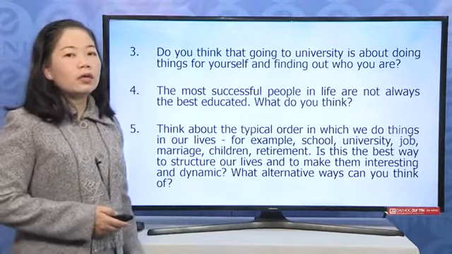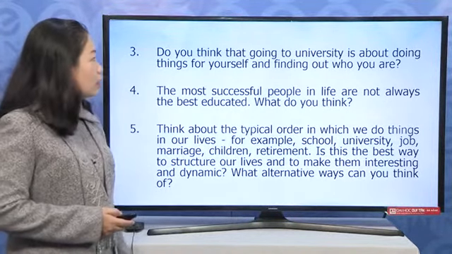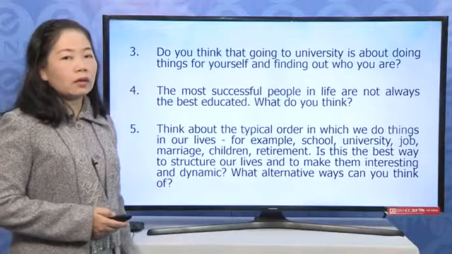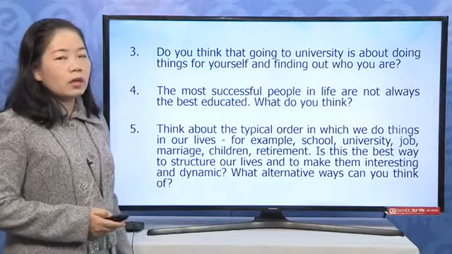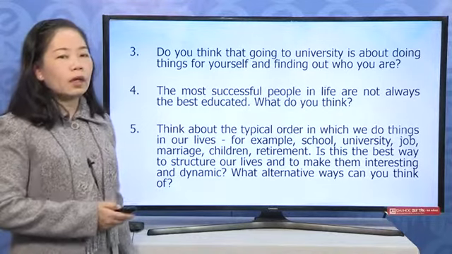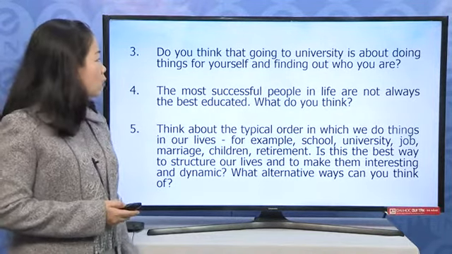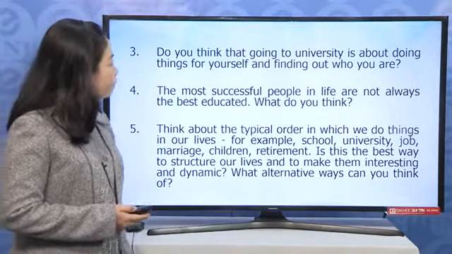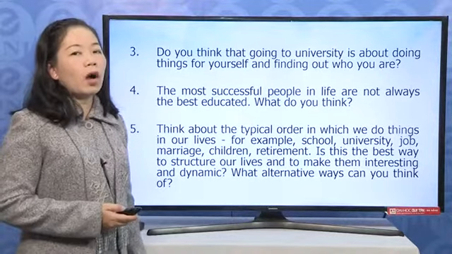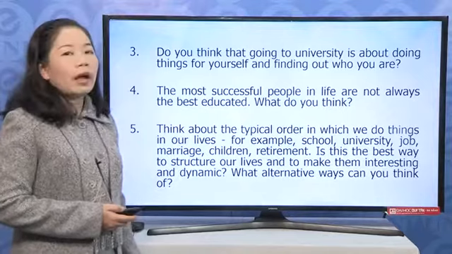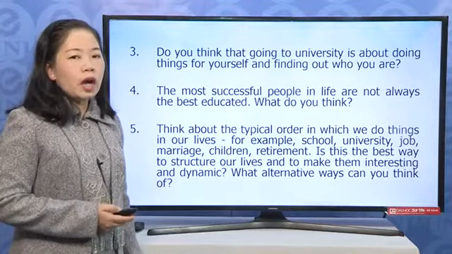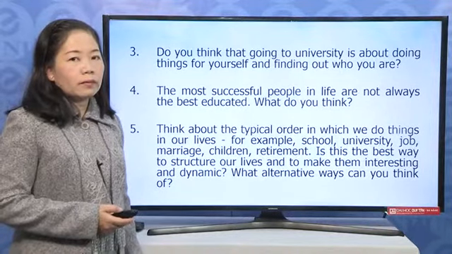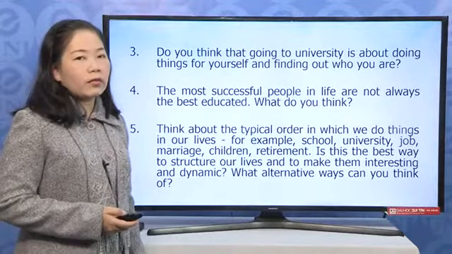Number 3, do you think that going to university is about doing things for yourself and finding out who you are? Remember, in this question, your answer should identify the idea like the benefits you gained by going to university, and during the time at university, do you yourself identify you, not other ones do that for you.